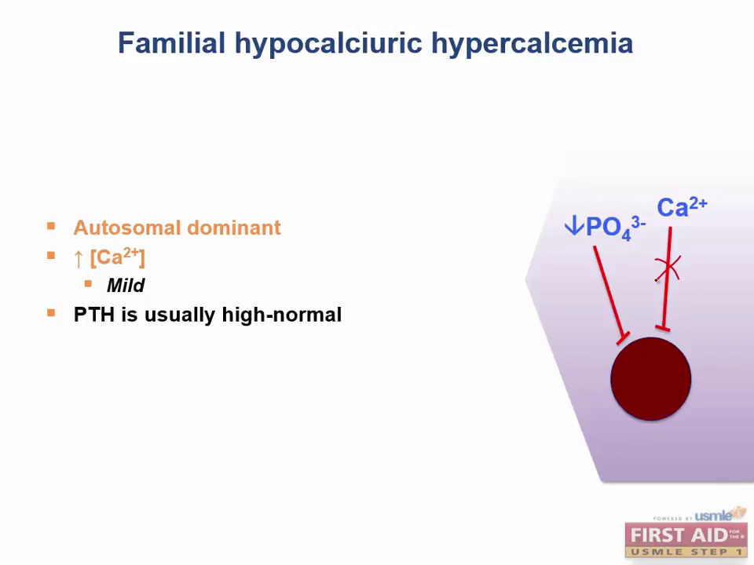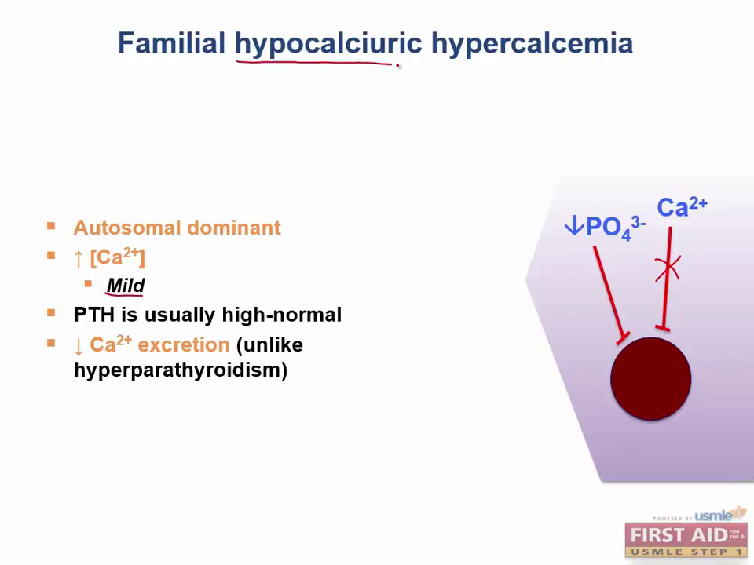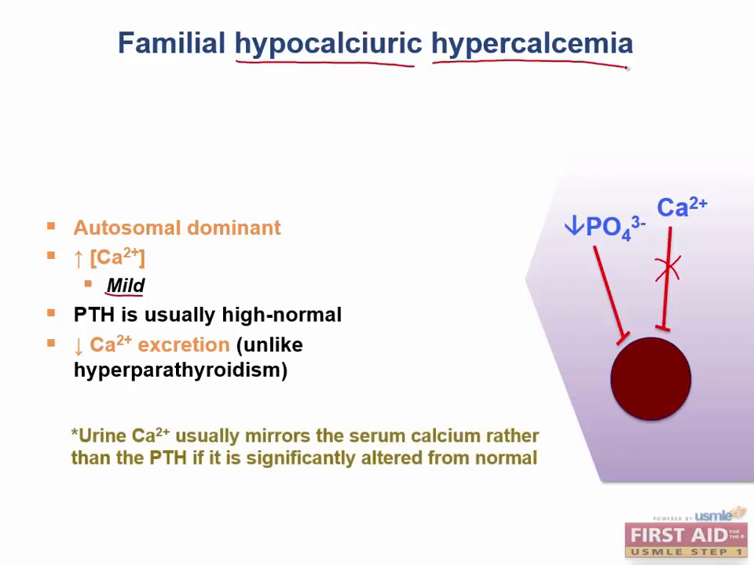Even though PTH controls calcium excretion to a certain extent, if the calcium value is significantly elevated, the kidneys go, screw this, and start dumping calcium in the urine anyway. But with familial hypocalciuric hypercalcemia, you only have a mild alteration in serum calcium, so the high normal PTH can effectively decrease the calcium excretion. The important takeaway from this is that familial hypocalciuric hypercalcemia is a mild disease that's unique in the fact that it's got low urine calcium combined with an elevated serum calcium. But in most other cases, the urine calcium will tend to mirror the serum calcium rather than the PTH.